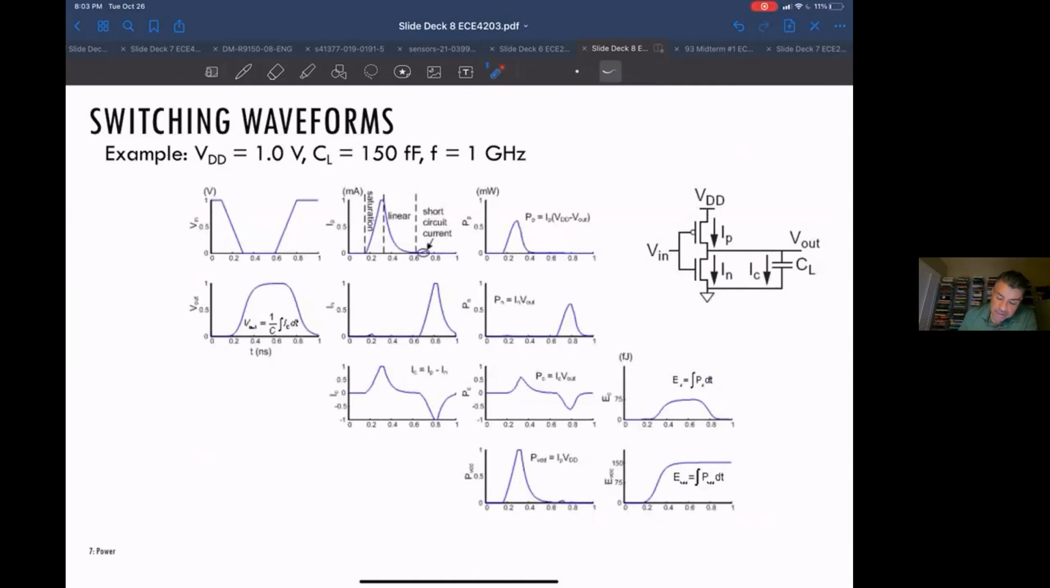But let's say we have a situation where we have an inverter, charging and discharging a capacitor, and we have a 1 volt supply. This is the load capacitance, and basically the operating frequency is a gigahertz. So if you were simulating this in Spice or whatever, you'd end up with this as your input waveform on VM. So this would be 1 nanosecond, because a 1 gigahertz period is 1 nanosecond. So in that period, you would have a falling edge and a rising edge.